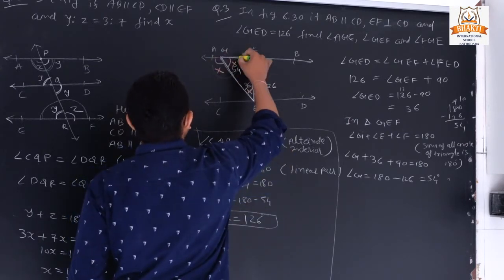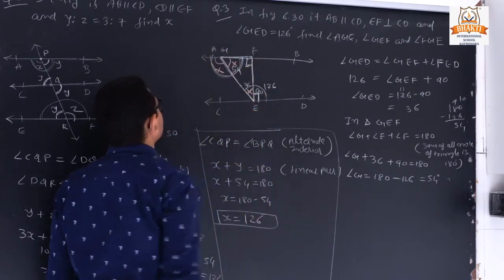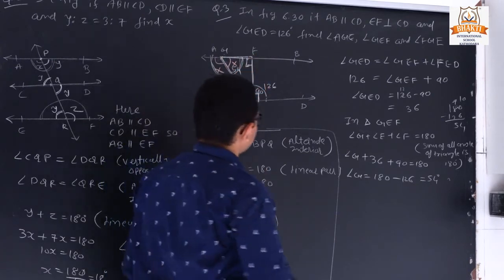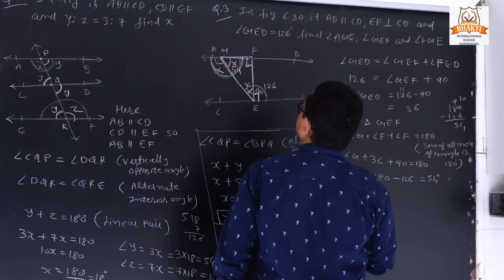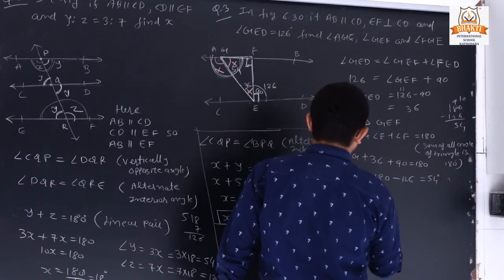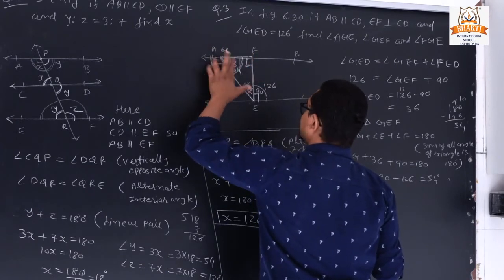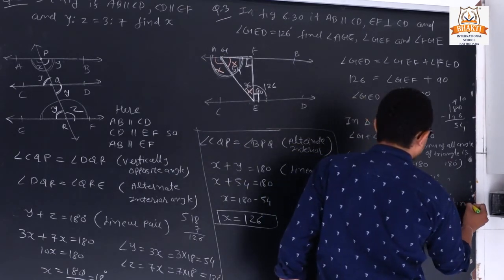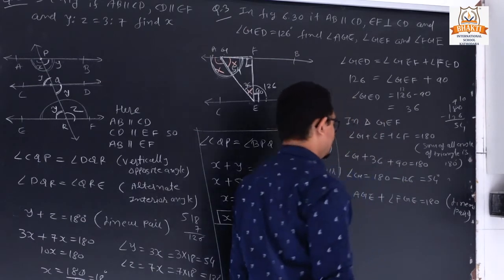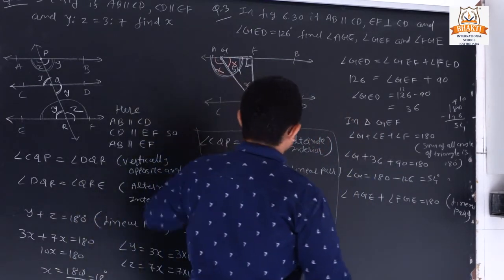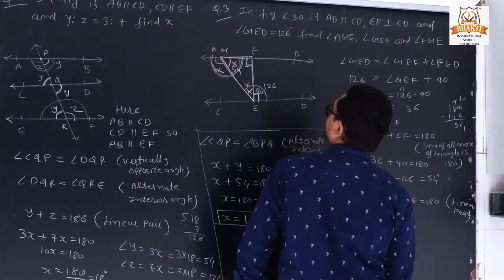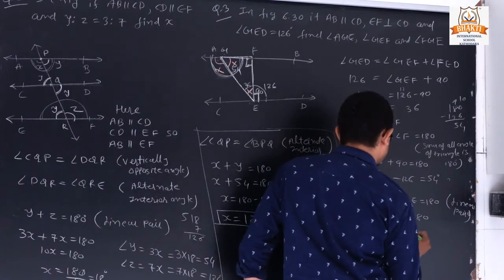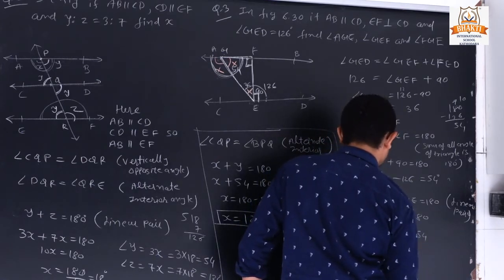Now once again see, this is a linear pair. So AGE plus FGE is equal to 180. In bracket we can write linear pair. It is a linear pair. So angle AGE plus 54 is equal to 180. So angle AGE is equal to 180 minus 54, so it is 126.